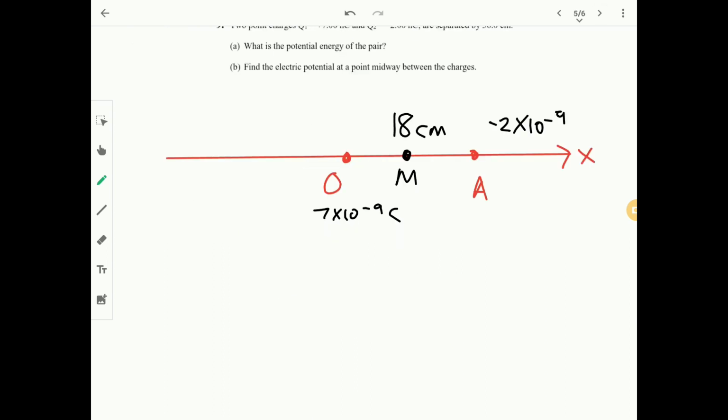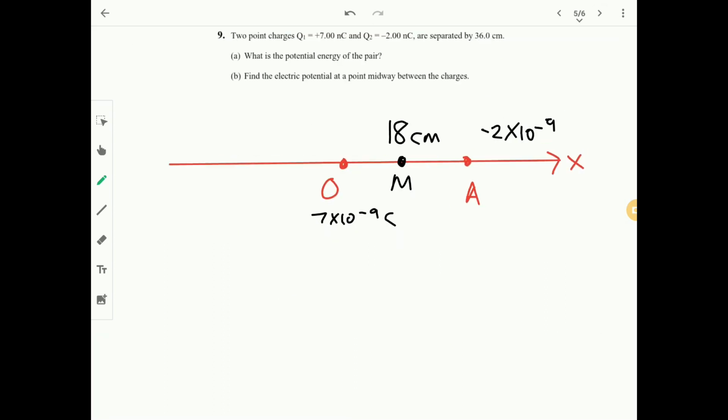Finally, moving on to the last question for the electricity required material for the periodic, question 9a. 2 point charges, Q1 7 nanocoulombs and Q2 minus 2 nanocoulombs, are separated by 36 centimeters. What is the potential energy of the pair? And find the electric potential at a point midway between the charges. I'll give you guys a few seconds and then we'll solve together.